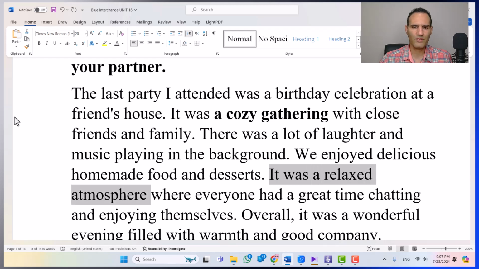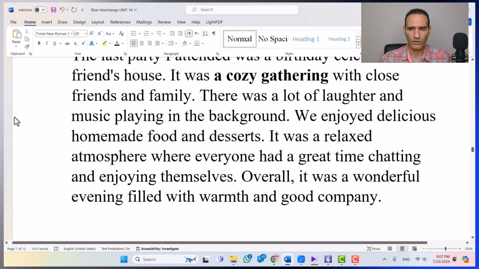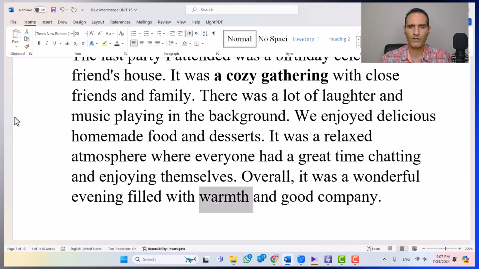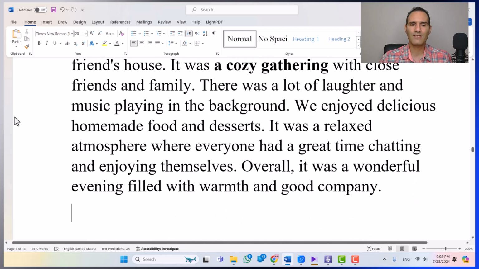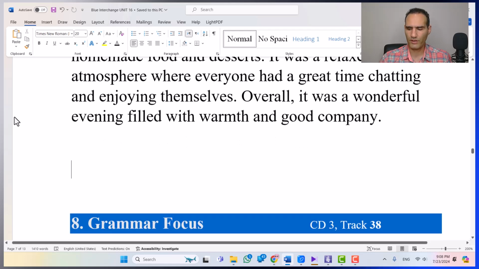It was a relaxed atmosphere where everyone had a great time chatting and enjoying themselves. Overall, conclusion, it was a wonderful evening filled with warmth because of cozy gathering and good company. And company means the people around you. So the people around him were so amiable, easy to talk to, friendly, making the atmosphere warm and cozy. Okay, that was a beautiful sample response to this question. You also please give your sample response to this question.